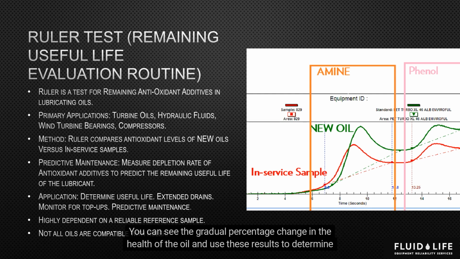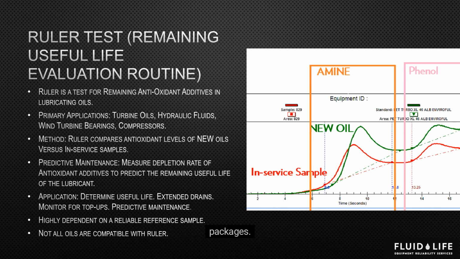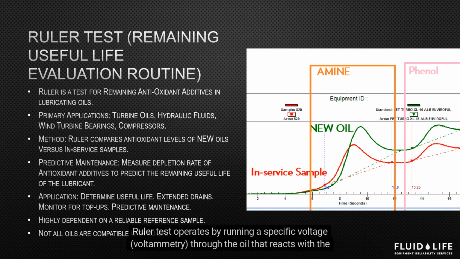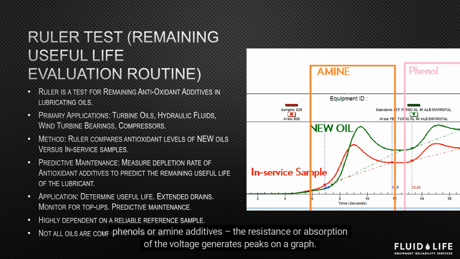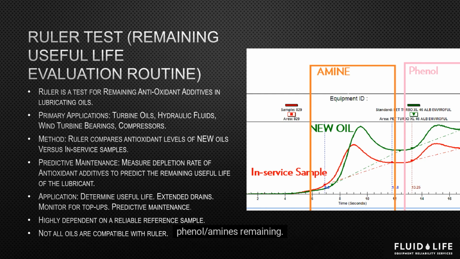You can see the gradual percentage change in the health of the oil, and use these results to determine oil change intervals, extended oil change intervals, or timely replenishments of the antioxidant additive packages. The RULER test operates by running a specific voltage, voltammetry, through the oil that reacts with the phenols or amine additives. The resistance or absorption of the voltage generates peaks on a graph. Depending on the level of these peaks and in comparison to a reference oil, you can determine the amount of phenol amines remaining.